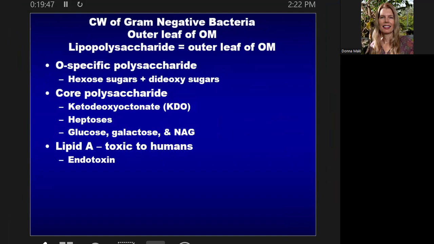It's technically called an endotoxin. There are endotoxins and enterotoxins and exotoxins. We'll talk about those a little bit later in the semester and come back to lipid A. And then there are fatty acids that dangle off the lipid A, right?